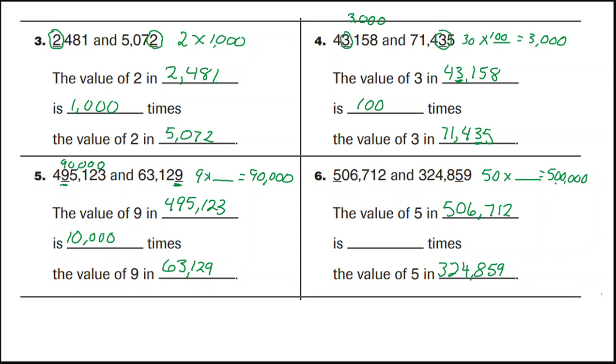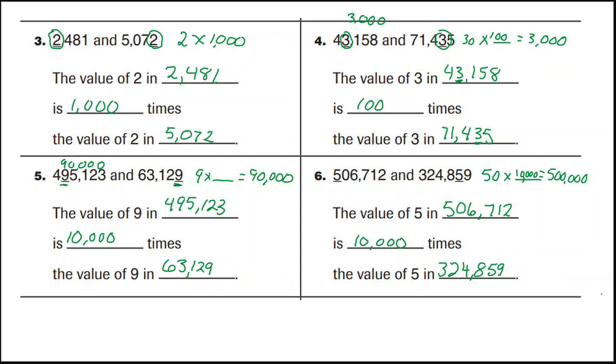Now I'll give you a little hint: there's 5 zeros in the answer and there's only 1 zero in the problem right here. So there needs to be the same number of zeros in the problem as there are in the answer. All right, so 50 times what? Well, we know we're going to need 1, 2, 3, 4 zeros, and we put a 1 right there, and this is going to be 10,000, okay? So 50 times 10,000 equals 500,000. So it is 10,000 times bigger.